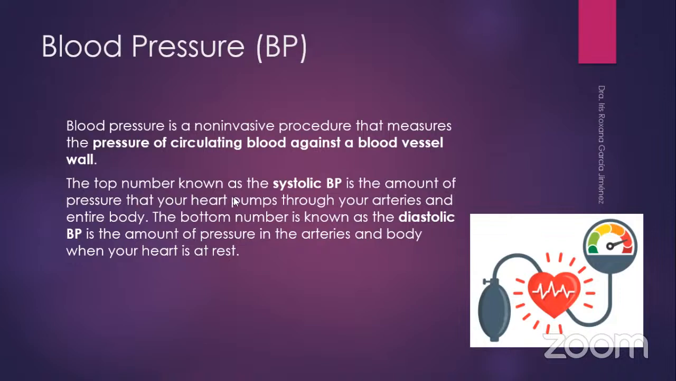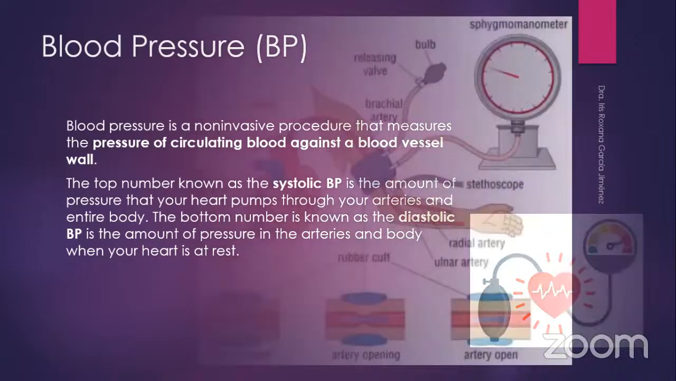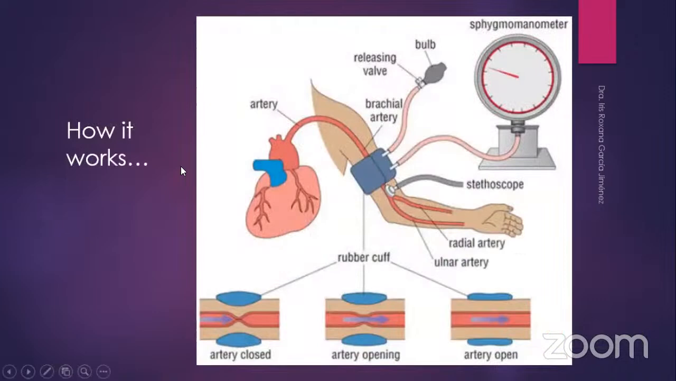The top number is known as the systolic BP, the amount of pressure that your heart pumps through your arteries and entire body. The bottom number is known as the diastolic BP, the amount of pressure in arteries and body when your heart is at rest. We all know about it. And please start memorizing the abbreviations, because from this point and ahead, we are going to use just abbreviations. That's how it works. We all know, just for checking a general review of this.